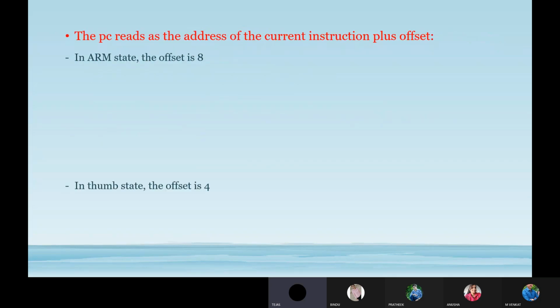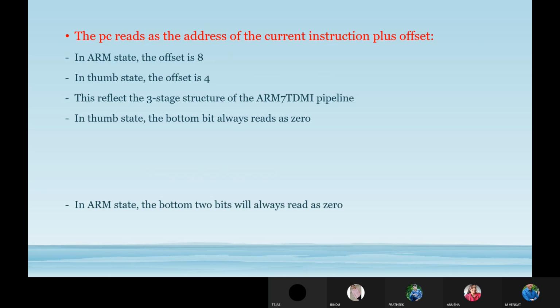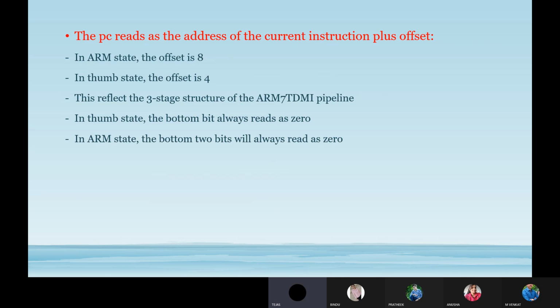The PC reads as the address of the current instruction plus an offset. In ARM state, the offset is 8. In Thumb state, the offset is 4. This reflects the 3 stages of the ARM7TDMI pipeline. In Thumb state, the bottom bit always reads as 0. In ARM state, the bottom 2 bits will always read as 0.